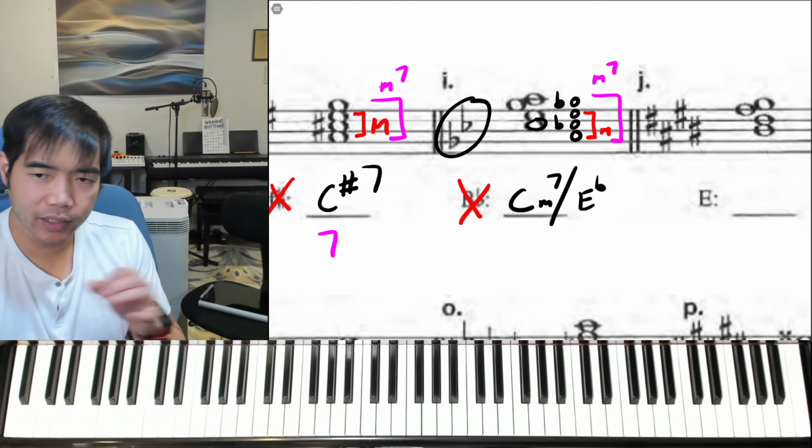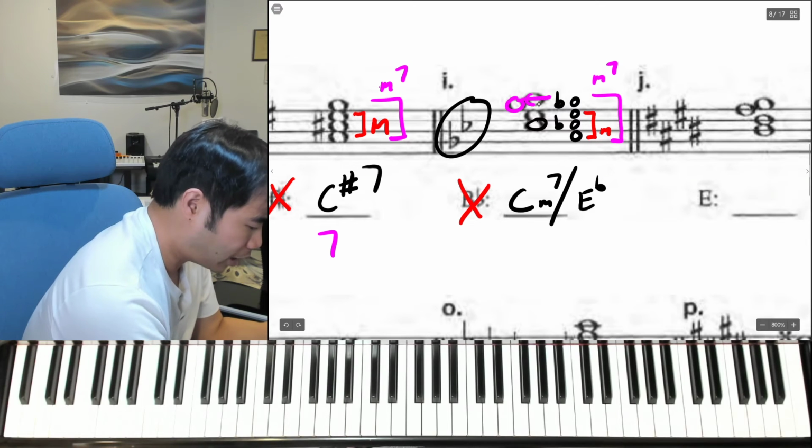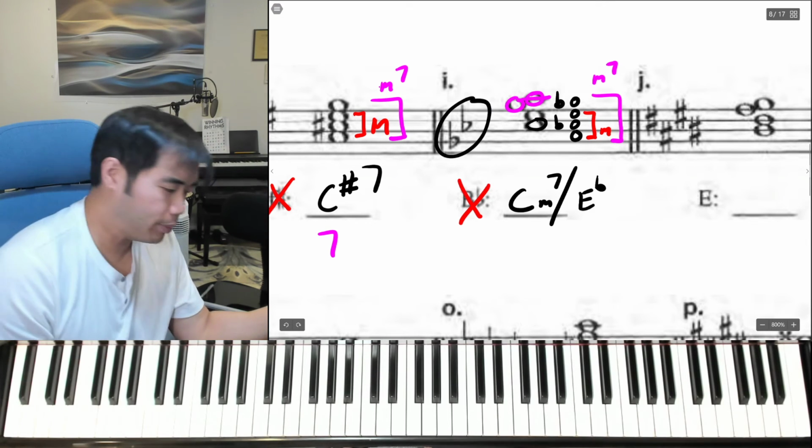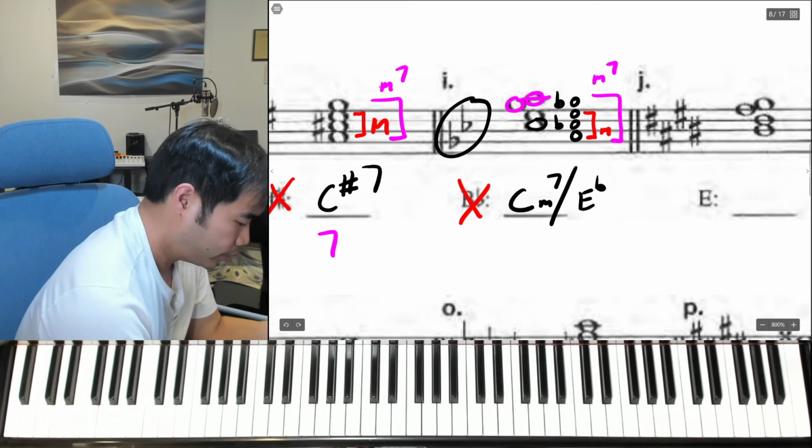And the final step is the lead sheet symbol. Look for the second. Where's the second? Well, the second is on top. It's on top. Therefore, you're dealing with 6/5.